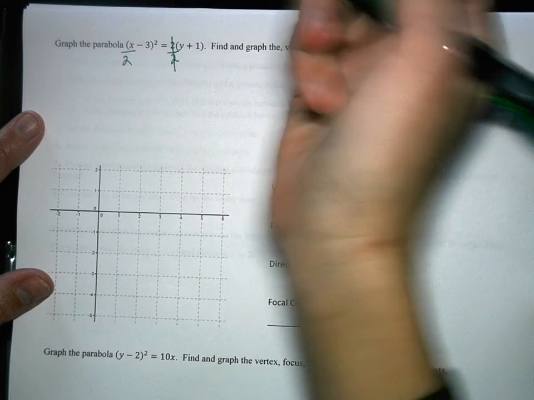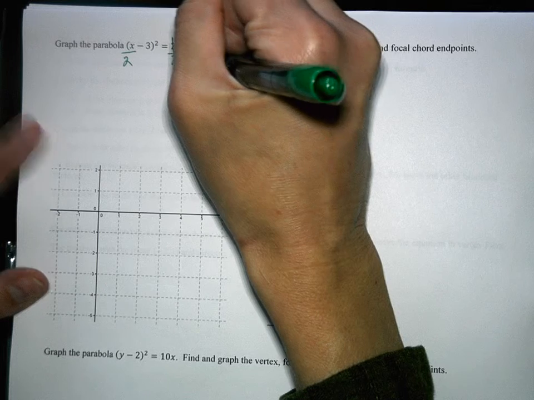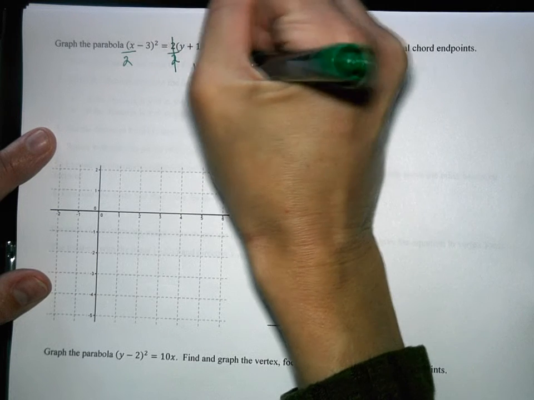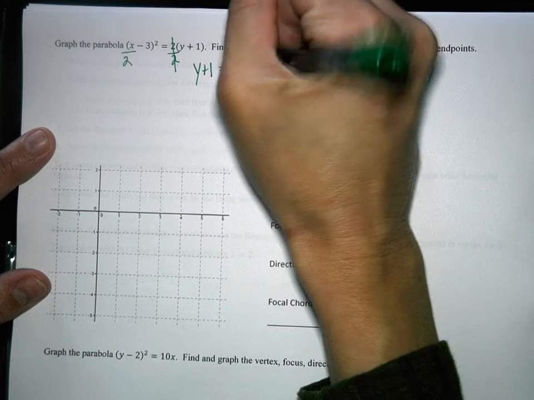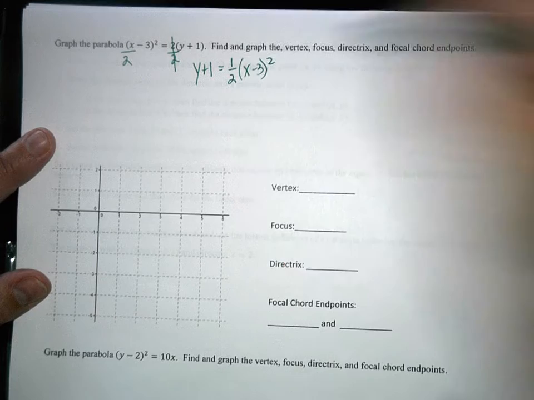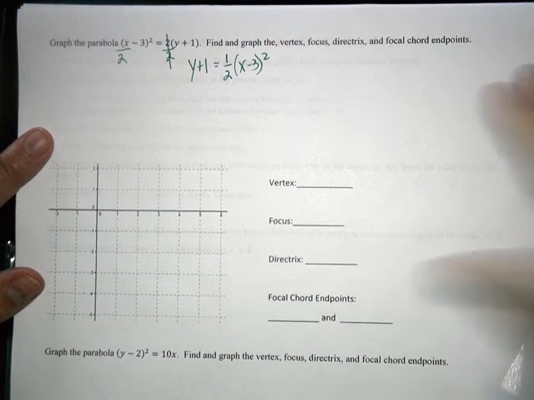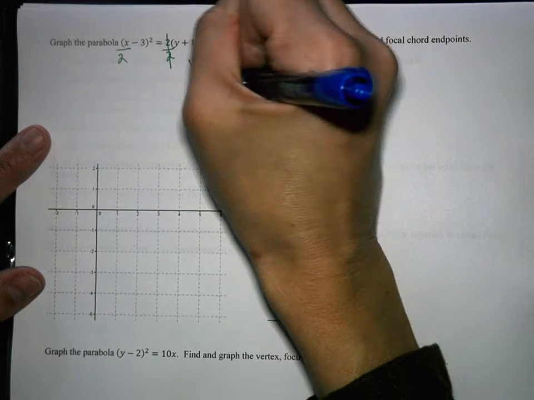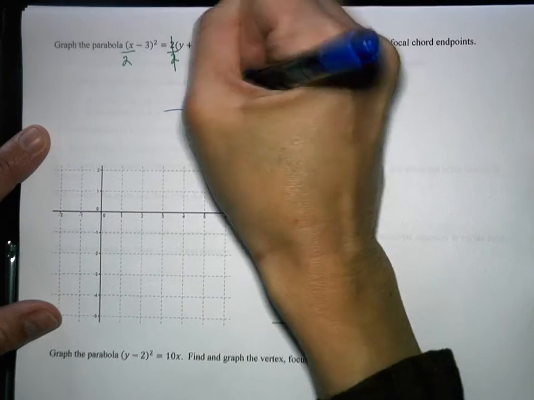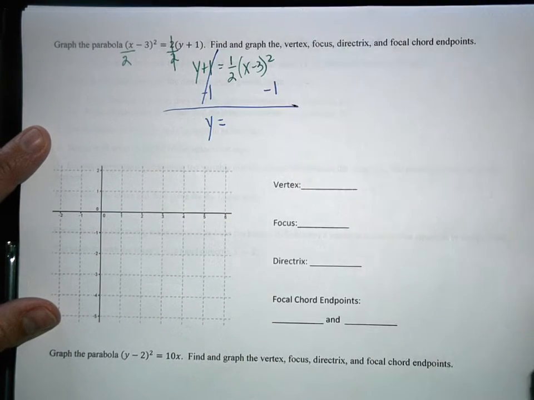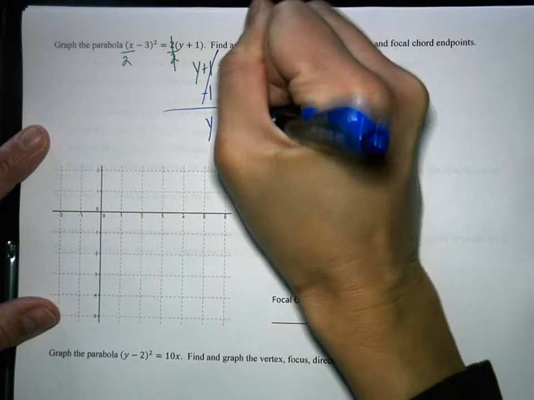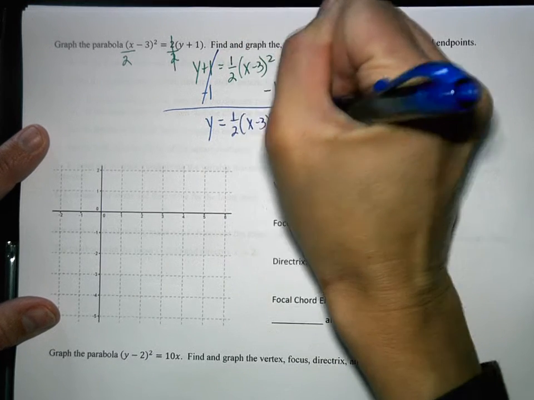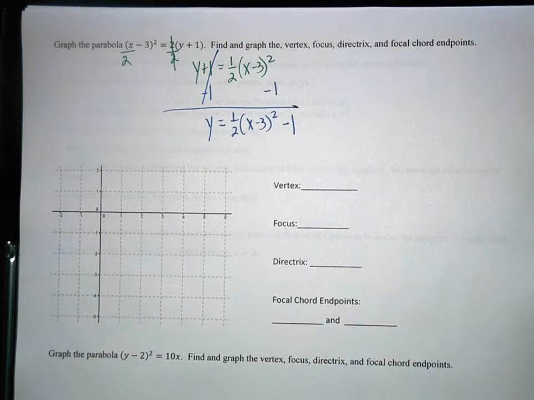And so right now my equation, and I'm going to flip this around, is y plus 1 equals 1/2 (x minus 3) squared. And then the last thing I would do here in order to get y by itself is subtract 1. And so now this is going to be in vertex form, y equals 1/2 (x minus 3) squared minus 1.